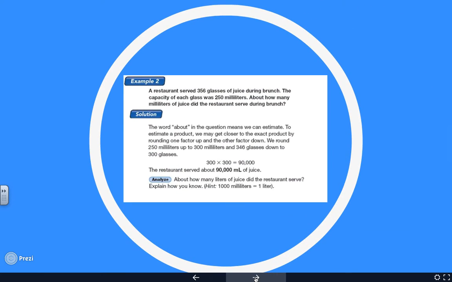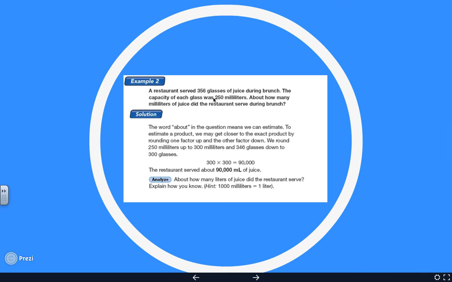All right, example number 2. A restaurant served 356 glasses of juice during brunch. The capacity of each glass was 250 milliliters. About how many milliliters of juice did the restaurant serve? Remember, about is an estimation question.